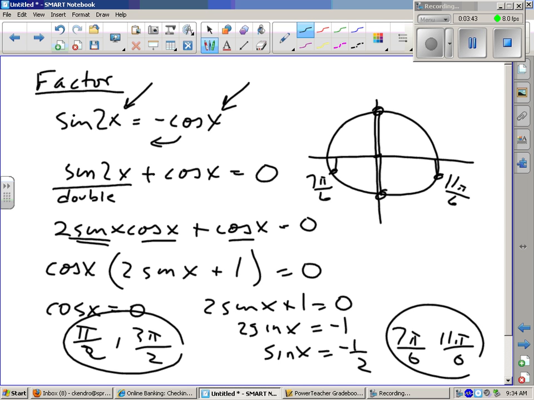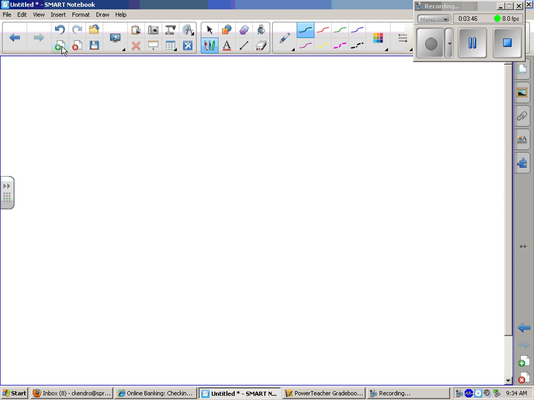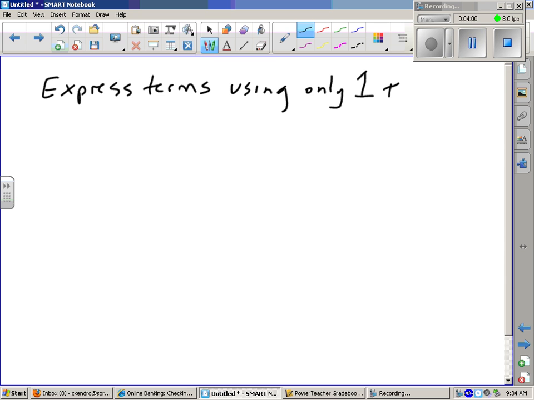All right, so factoring is one way to solve these. The next way to solve it is to express the terms using only one trig function. Okay, so get everything in terms of tangent, or get everything in terms of sine, or something like that.